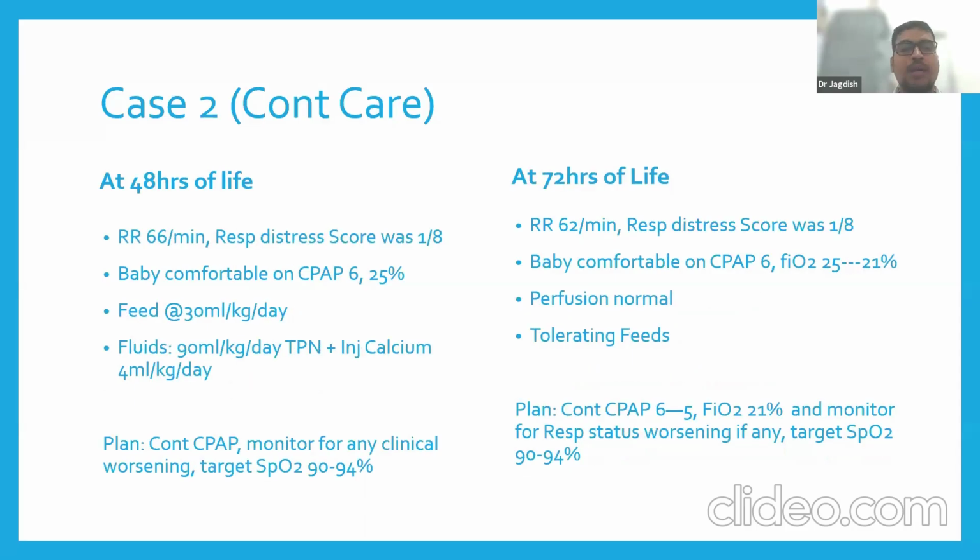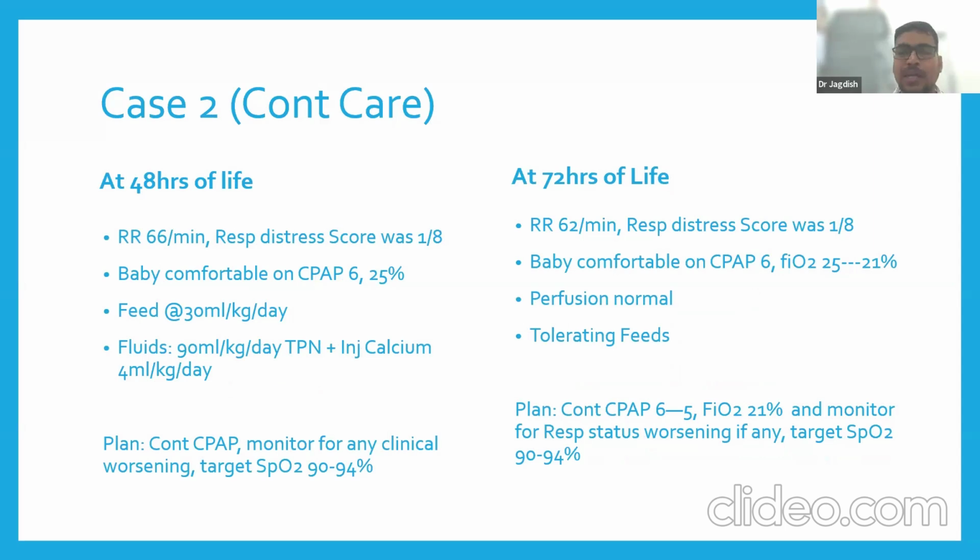So again, at 48 hours. These are the usual scenarios you see and how you monitor. I just wanted to give you an overview of a practical case, of how we are managing respiratory distress. So at 48 hours of life, SS score was 1 by 8. Baby comfortable on CPAP of 6 and 25%.